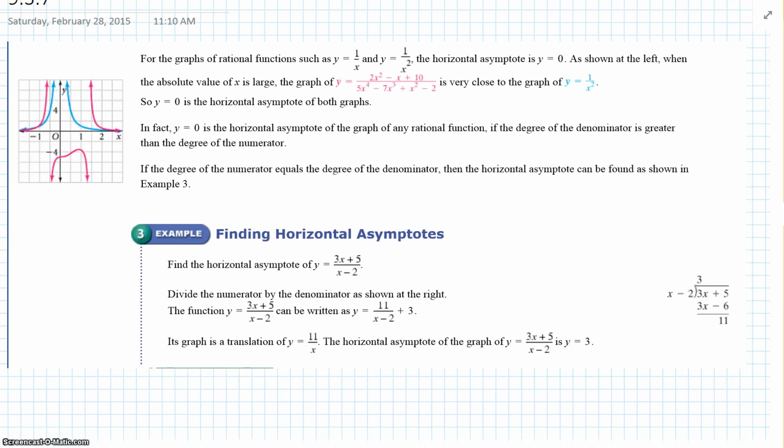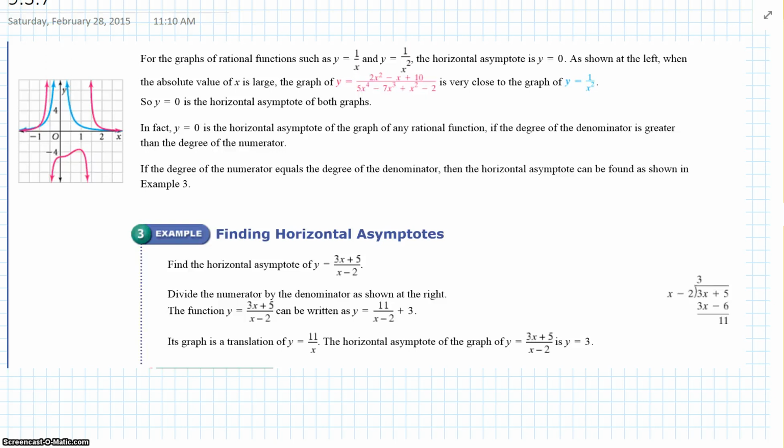So for the graph of rational functions such as y equals 1 over x and y equals 1 over x squared, the horizontal asymptote is y equals 0. As shown to the left, when the absolute value of x is large, the graph is very close to the graph of y equals 0. So y equals 0 is the horizontal asymptote of both graphs.